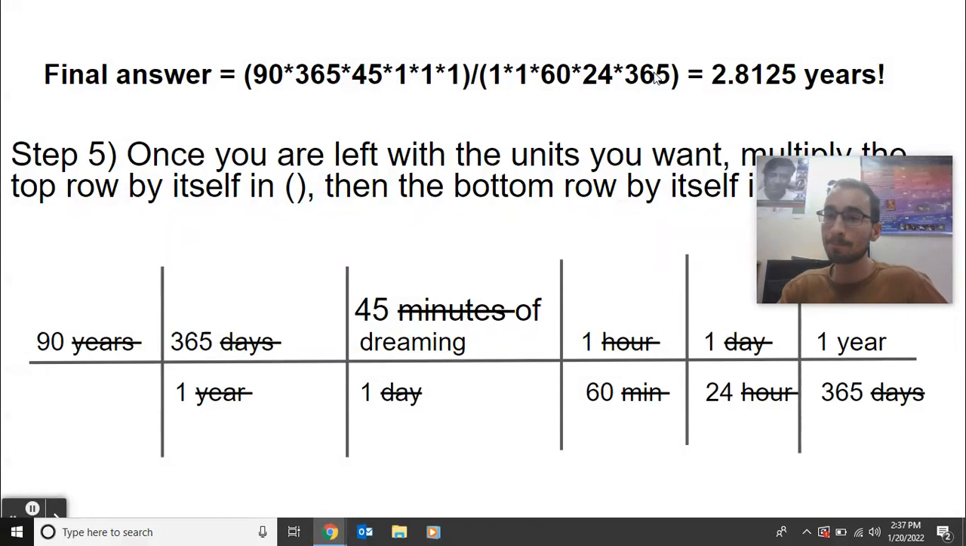And at the end, 2.8125 years of your life will feel like you're completely in a dream. You will be in a dream. So that's how much of our life will be in a dream, an intense dream. Okay, that was a complicated one.